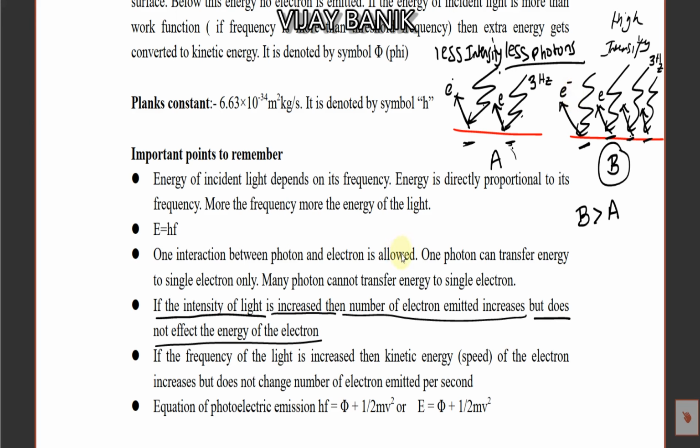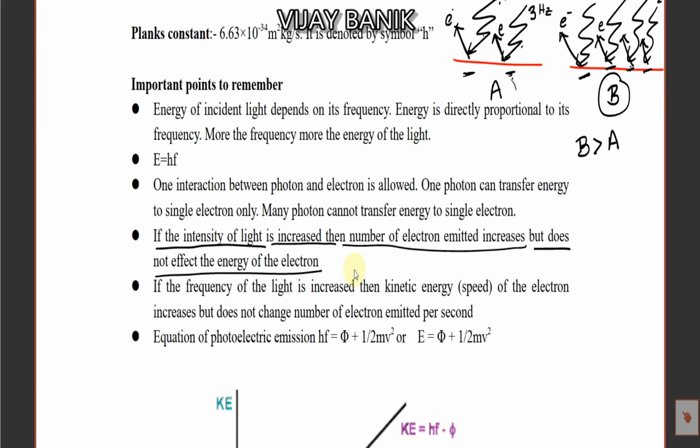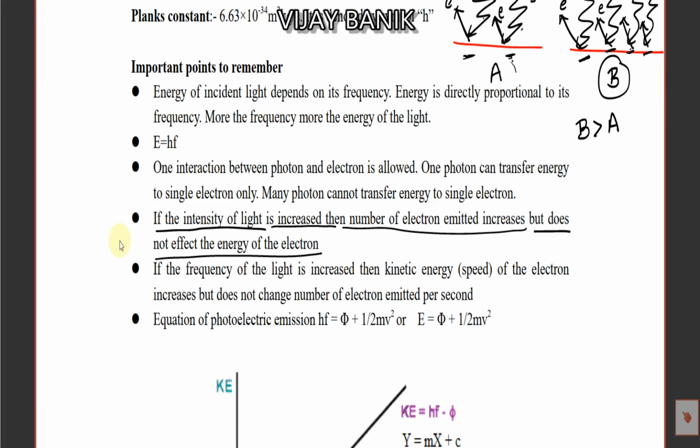If I increase the frequency of the light, the electron speed is going to increase. I already told you, because energy is directly proportional to frequency. So if you increase the frequency of the light, the electron is getting extra energy. That extra energy gets converted to kinetic energy. So let me show that to you over here. If the frequency of the light is increased, then the kinetic energy, that means the speed of the electron, increases, but it does not change the number of electrons emitted per second.